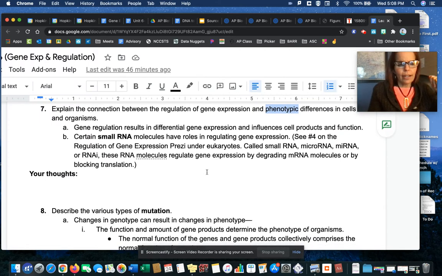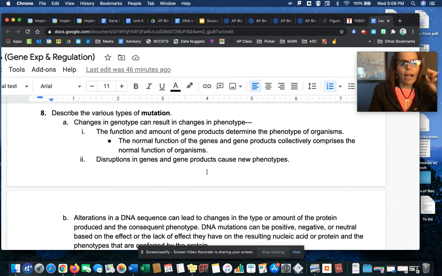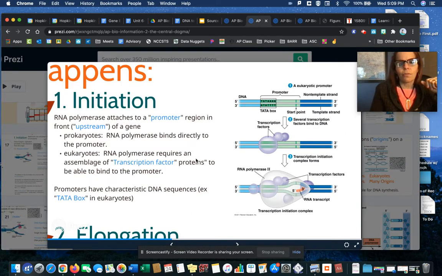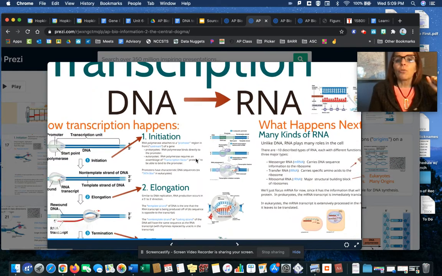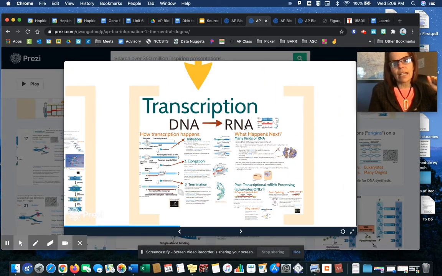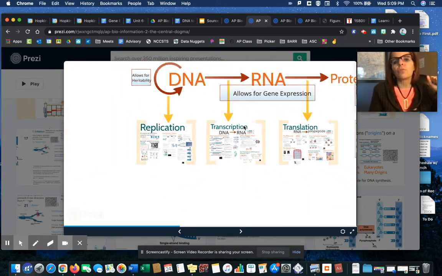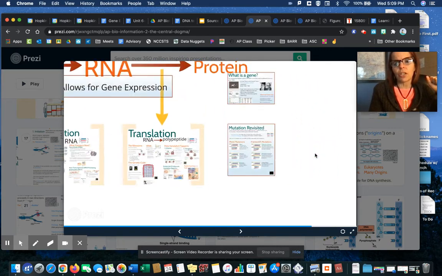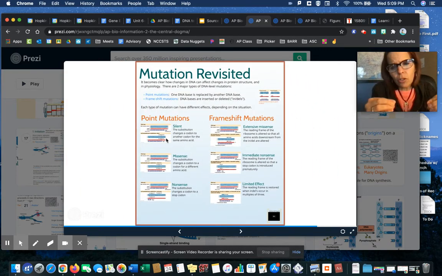All right, number 8, describe the various types of mutation. Let's see, that's in, give me a second. I think that's in this one. Give me a moment. So remember, we have nonsense, we have missense, and we have silent mutations. And then we also have frameshift mutations. So we've been talking in this unit about point mutations, which are teeny tiny little changes. Maybe one letter is wrong or a couple letters are wrong.